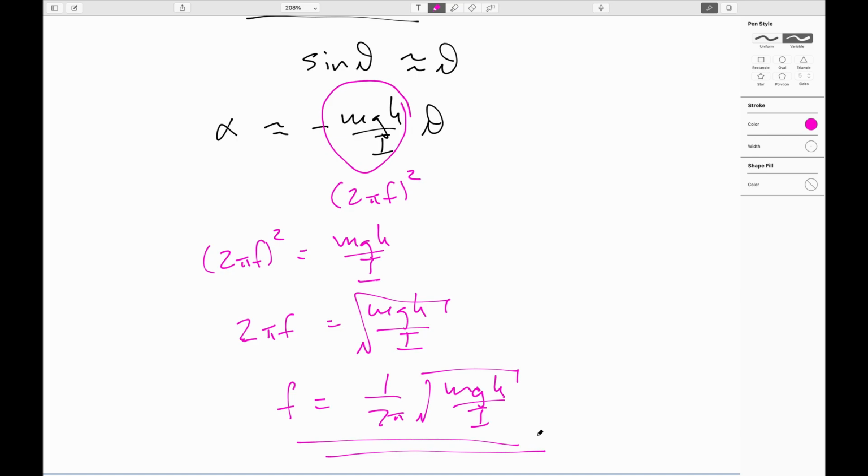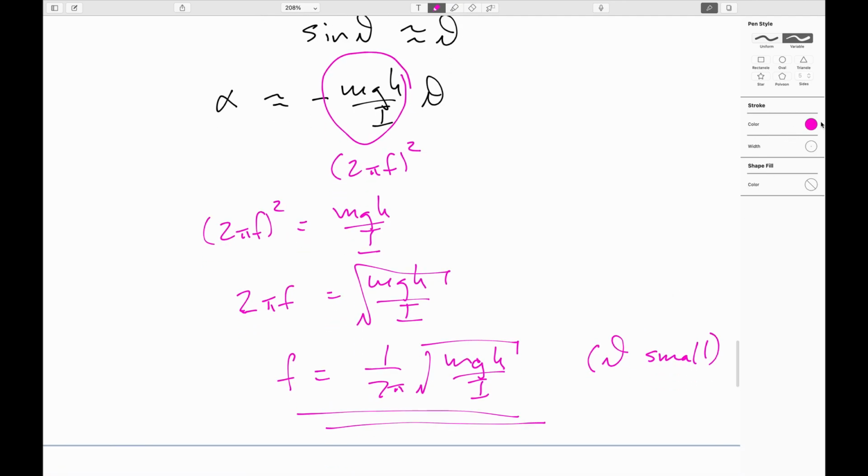So again here, this is with the constraint that our angles are small. If they get to be more than about 0.3 of a radian or so, this approximation doesn't work anymore. But as long as the angles are small, we're good. So let's try a quick example of that.